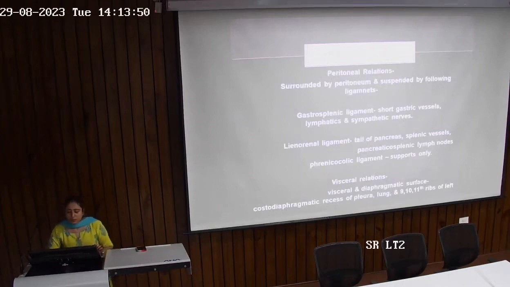So what are its peritoneal relations? It is surrounded by peritoneum and suspended by the following ligaments. The gastrosplenic ligament, that is the short gastric vessels, lymphatics and sympathetic nerves; the lienorenal ligament, which covers the tail of the pancreas, splenic vessels, pancreatico-splenic lymph nodes. Then there is the phrenicocolic ligament, it gives support. And then there are visceral relations: visceral and diaphragmatic surface, costodiaphragmatic recess of pleura, lung and 8th, 9th, 10th of the left rib.